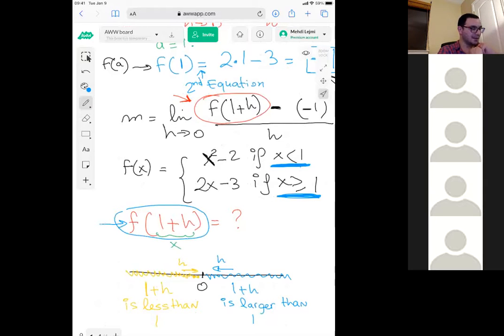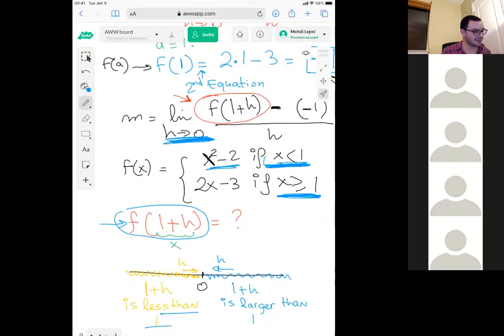In this case, we don't know. It depends, because h approaches 0, which means h is very close to 0. It's not equal to 0. And if you approach 0, you can approach from the left or from the right. If you approach 0 from the left, then h is negative, so 1 plus h would be less than 1, and then you have to use the first equation.